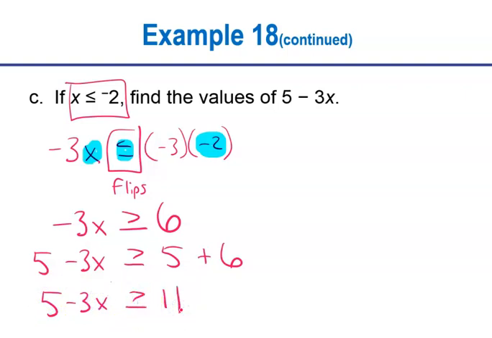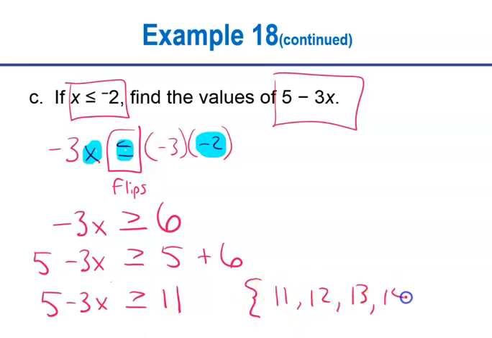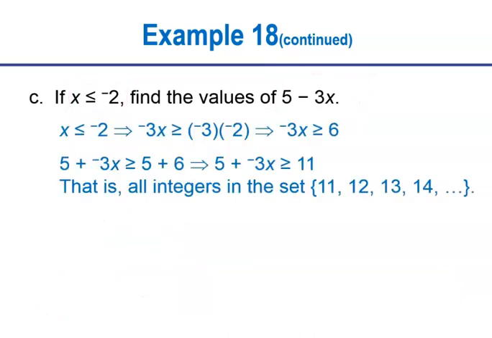So we're supposed to find the values of not x. We know x is less than or equal to negative 2, but we found the values of 5 minus 3x. And if they have to be greater than or equal to 11, then that would be the values 11, 12, 13, 14, that same pattern with my ellipsis marks that goes on forever, and there you go. So that is the set that is 5 minus 3x, as long as x is less than or equal to negative 2. Now let's look at the typed up version.